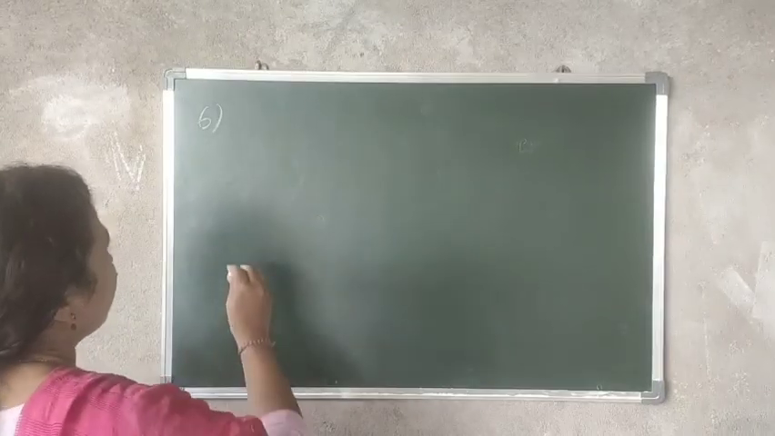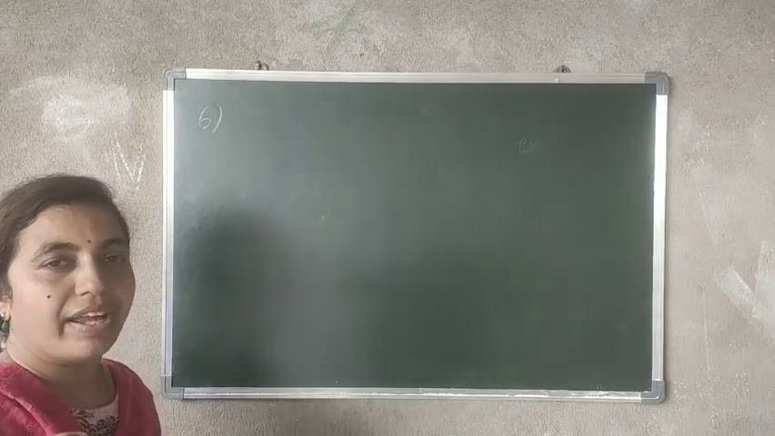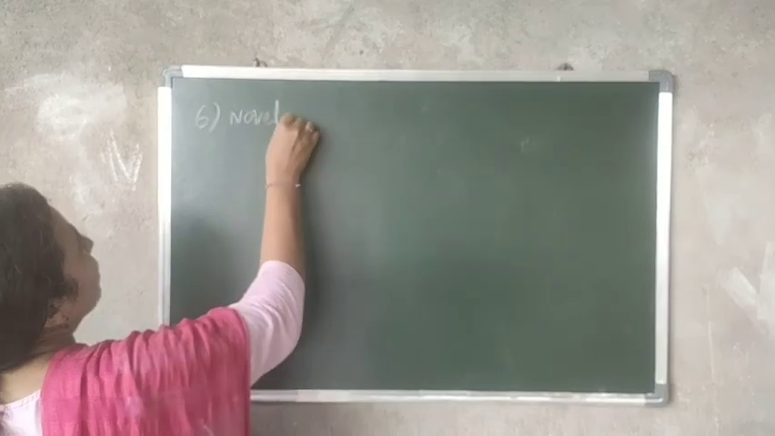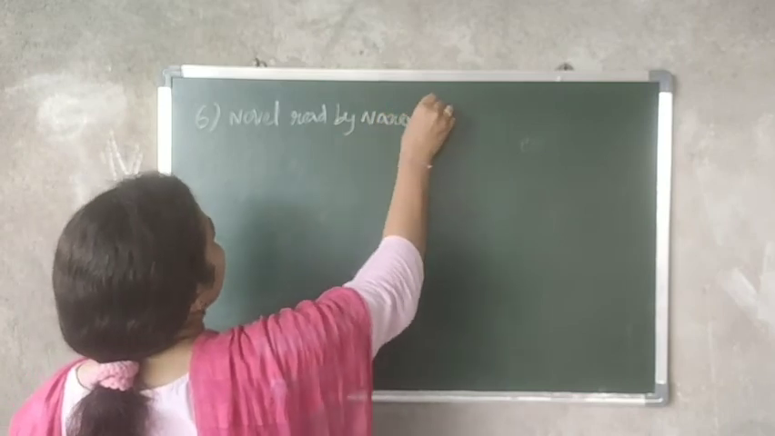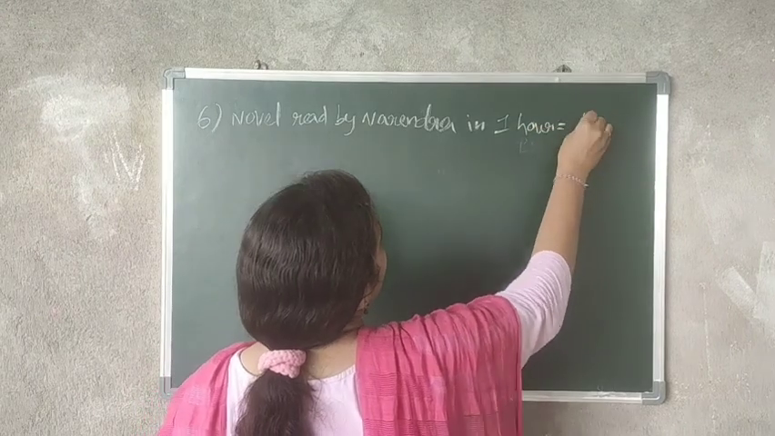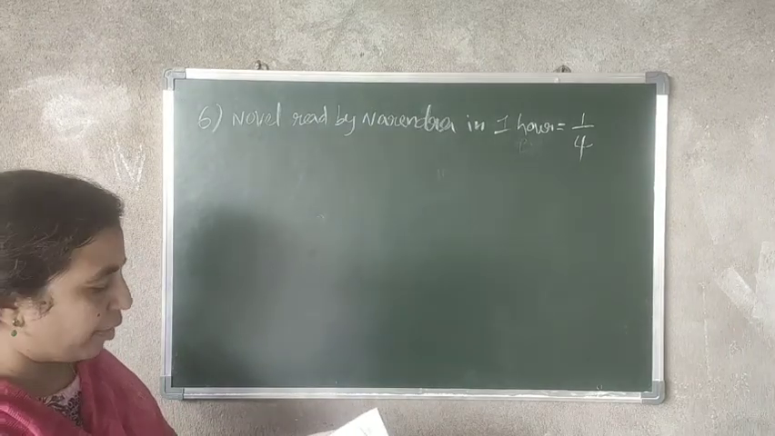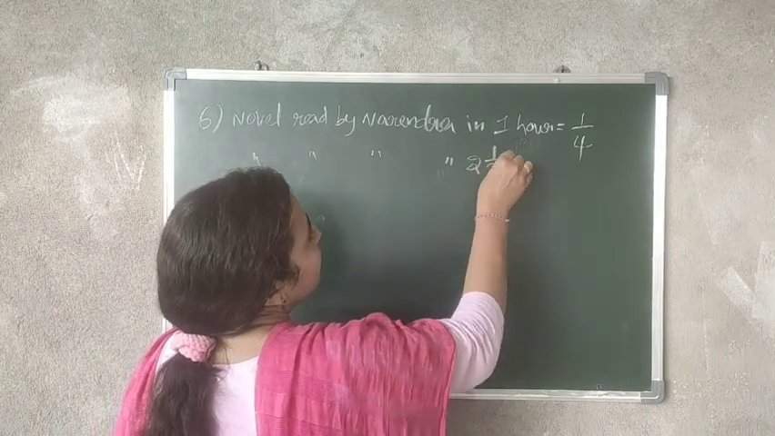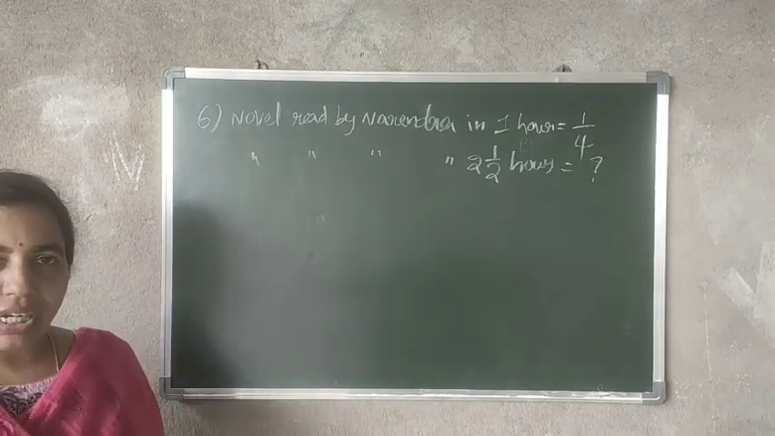Okay. Simple question only. See, I'll write using quantities, proportion. In the 6th class itself, we have learned about proportion. See, novel read by Narendra in 1 hour is given as 1 by 4. Now, in 2.5 hours, how much he will read, that we have to find out. So I'll write like this.